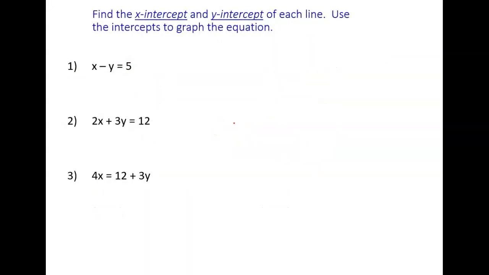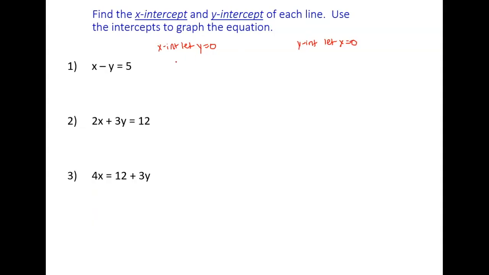That's a rough sketch. Okay, so for this one, I wanted to just quickly practice finding the x and y intercept for each of the equations. So these look different than what we're used to, right? This is x minus y, so it's not y equals 5 plus x or anything like that. But that's okay.